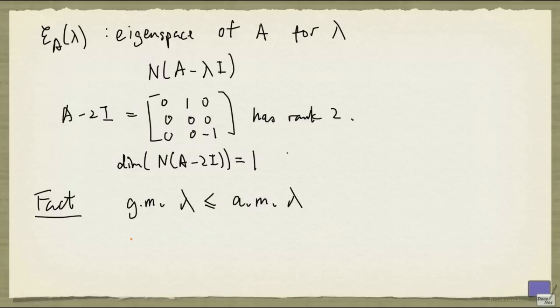We'll see later on that the geometric multiplicities of the eigenvalues can help us determine if we can diagonalize a matrix. Diagonalizing a matrix will help us compute powers of the matrix. And that's something we'll look at in more detail in a later video.